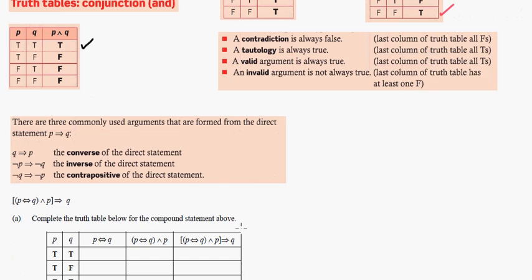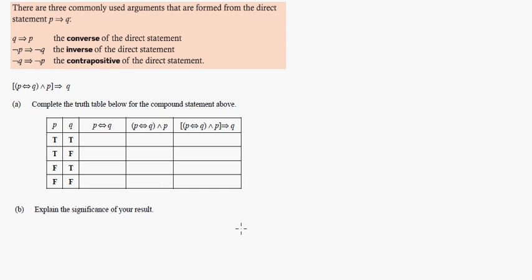Okay. Now let's look a little bit down here. There are three commonly used arguments that are formed from the direct statement P then Q. The converse, basically what you do is you just switch the order. It goes Q then P. Inverse, you just negate both of them, so not P then not Q. And then the contrapositive is you switch them and then you negate them. So it'd be not Q then not P.